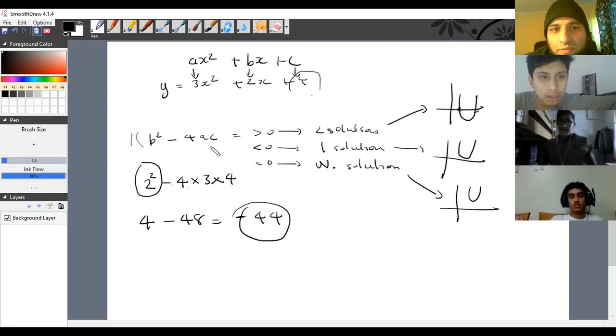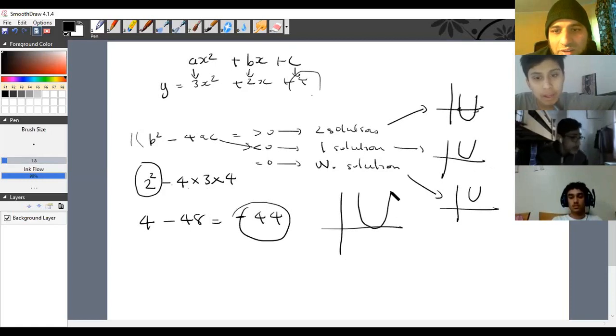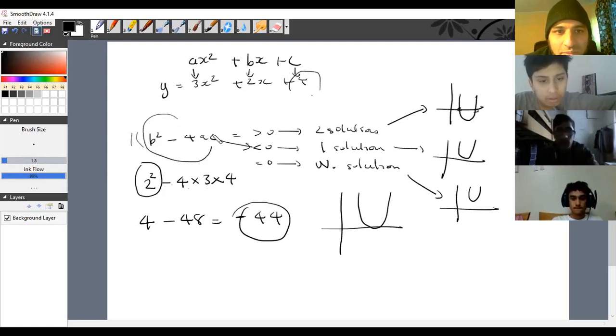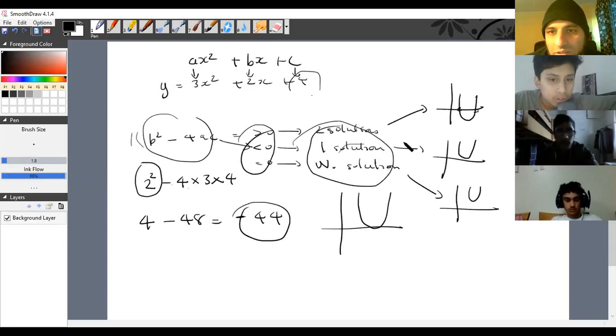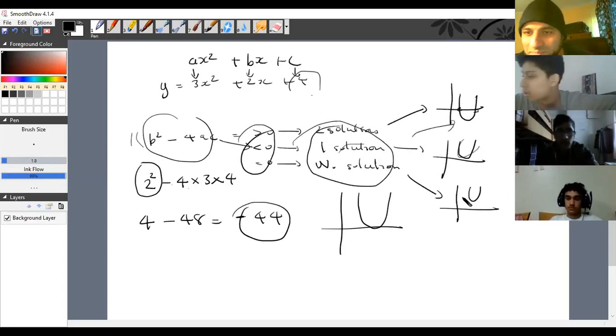So if b squared minus 4ac is less than 0, what do we have? A graph that looks like one solution. Exactly. So it's going to touch your axis. Do you see how that's working? That's all it is. You can use this equation with the rules to figure out how your graph's going to look: if it's going to cross, if it's going to touch, or if it's going to float. Make sense?